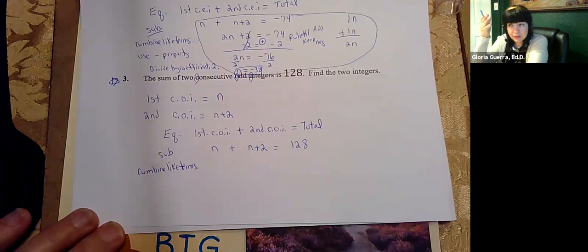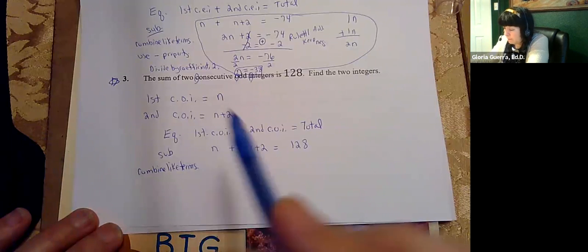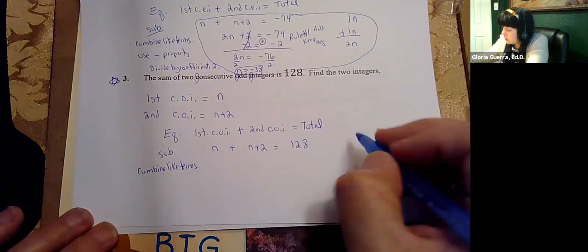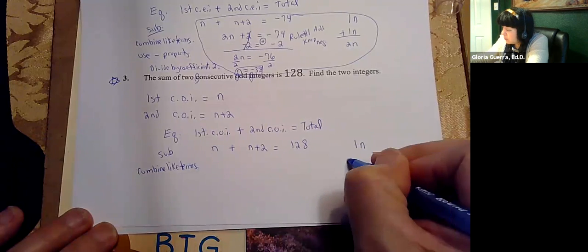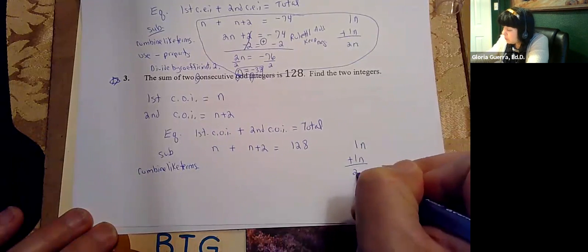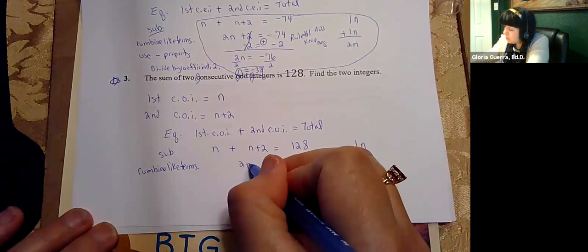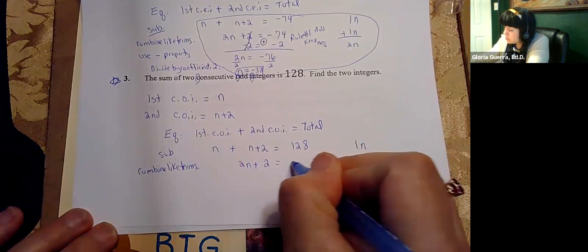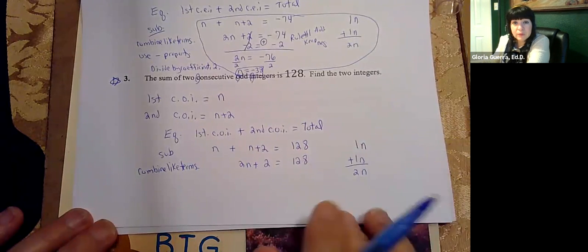If you can do it in your head, that's great. You do that as a check. But for the teacher who's taking a test and we're teaching you solving equations, setting them up and solving, I need to see this process for the full credit. Okay, so one n and another one n, that's two n. And then plus two equals 128.